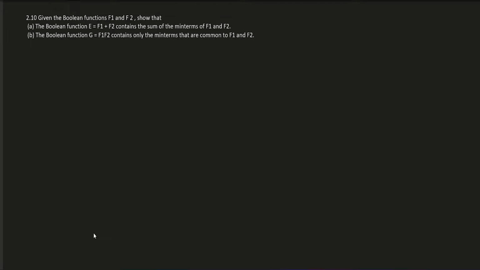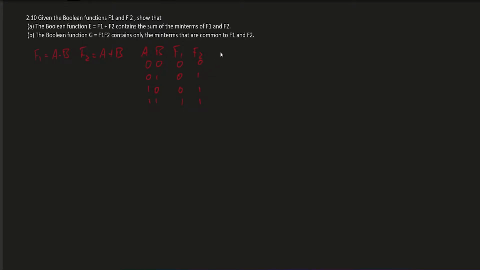Okay, given the Boolean functions f1 and f2, show that f1 and f2 contain the sum of minterms of. They didn't mention how many variables, so let us take f1 as a 2 variable AND gate, and let's take f2 as OR gate. Now we will draw the truth table 0 0, 0 1, 1 0, 1 1. f1 will be 0 0 0 1 and f2 will be 0 1 1 1.